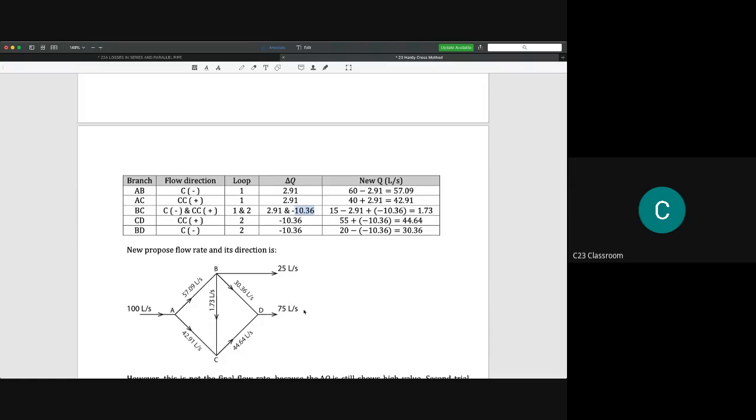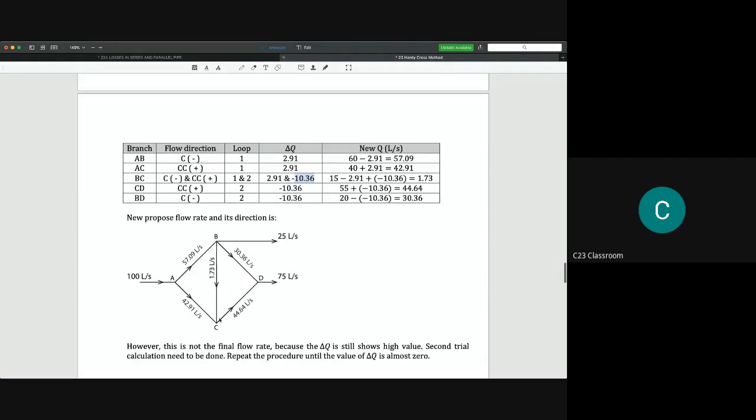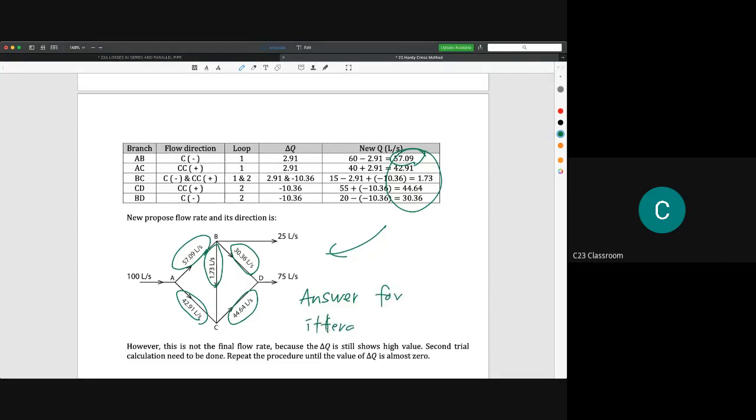After you get this, you need to draw another flow rate here, and this value is from this value. So 77.09, this is 77.9, this is 42.44, and 137, 30.6, and so on. This is your answer, not your final answer, your answer for iteration number 1. Because the delta Q is quite big, 2.1 and 10.36, you need to do another calculation starting with these values. That means you need a second iteration.